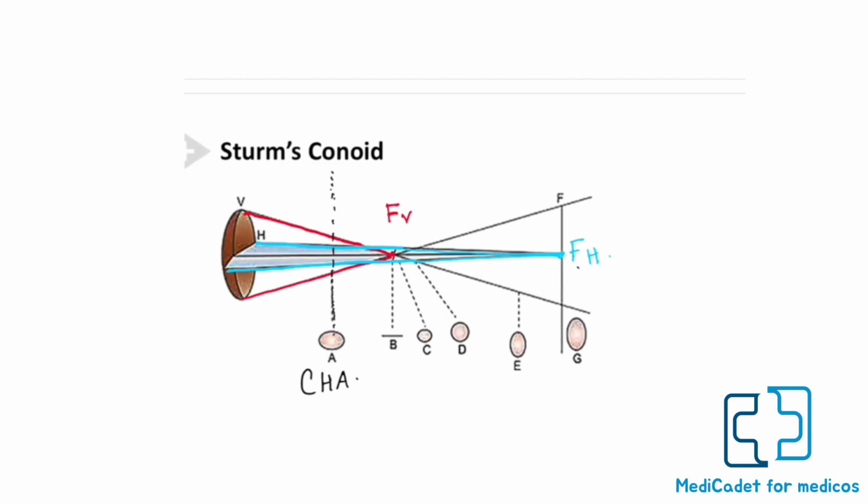Okay, now let us take the concept to the next position. Suppose we have the retina at the point B. If the retina is at the point B, then what is the refractive error? What is the refractive error that the point B represents? See, when the retina is at the point B, FV is on the retina, so FV is emmetropic, and FH is behind the retina, so FH is hypermetropic. So FV is emmetropic, FH is hypermetropic. So what is this point B? This point B represents SHA, that is simple hypermetropic astigmatism. That is, FV is emmetropic, FH is hypermetropic.